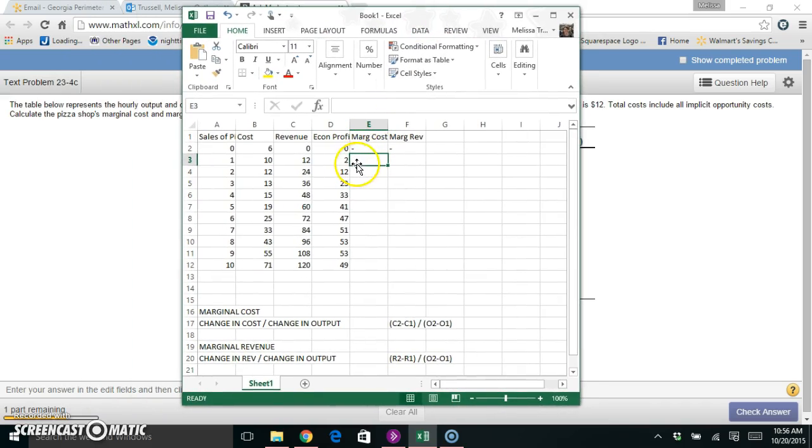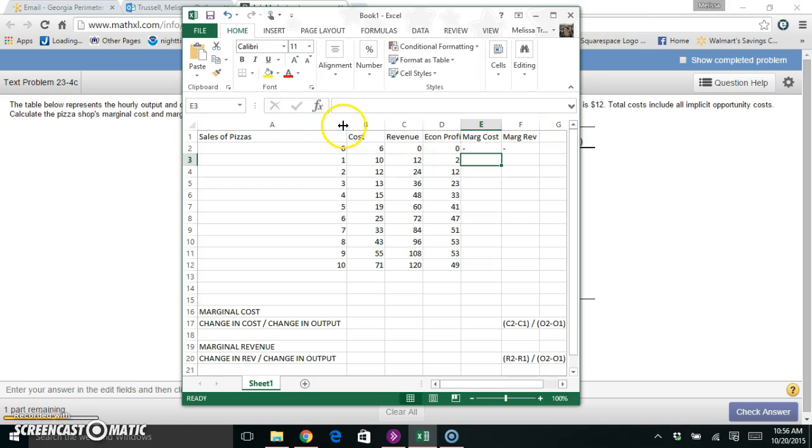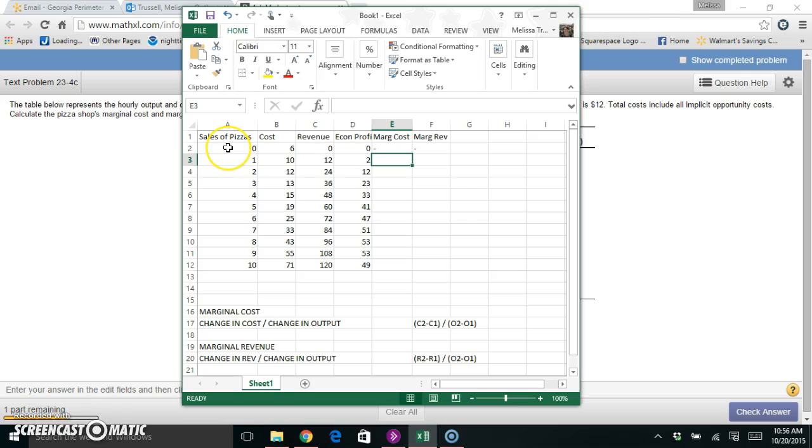So now what we really want to know is what's our marginal cost or marginal revenue from increasing our sales of pizza. I don't need it to be that big, but I do want to be able to read it. There we go. So increasing sales of pizza from 0 to 1. All right. So our marginal cost we can calculate using our formula down here.